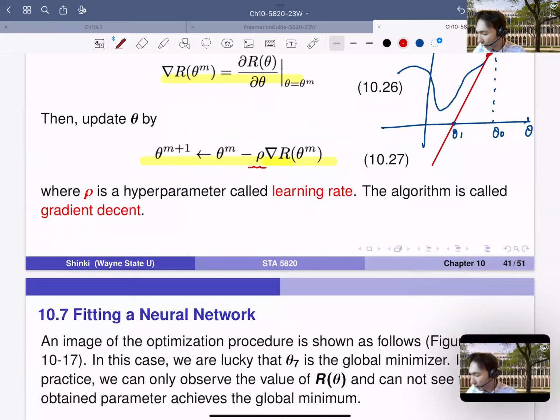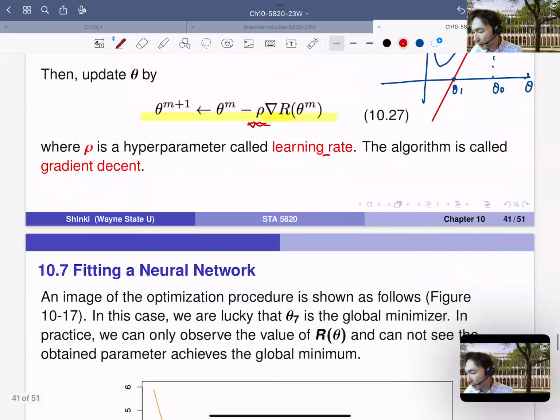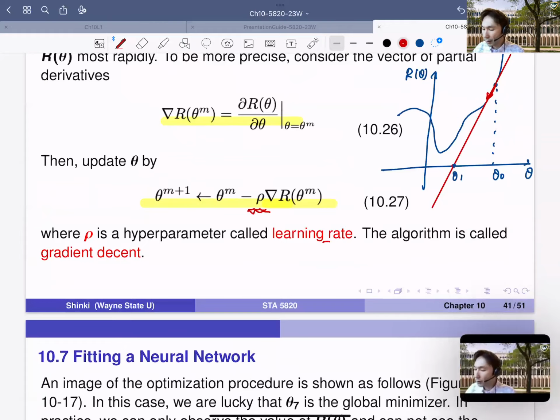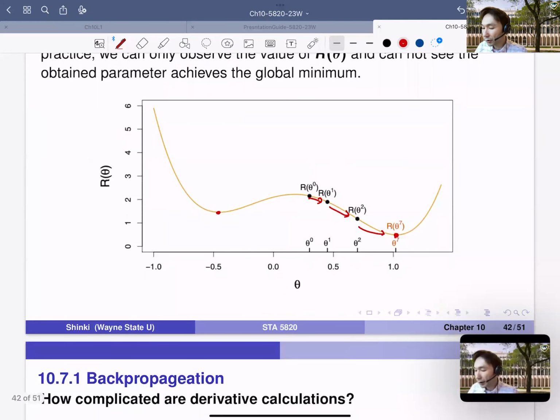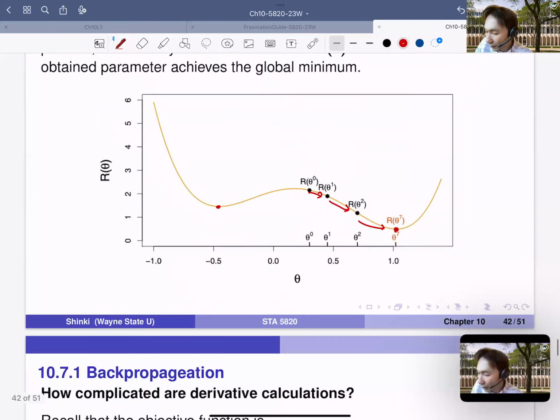Actually, rho has a different meaning in our implementation. Here we write the parameter rho. In R, learning underbar rate is the parameter's name. And this method is called gradient descent. So we gradually approach the optimal point. So in this case, if we update theta 7 times, it reaches the global minimum. Sometimes it reaches some local minimum so that it does not converge to the global minimum. And we cannot really see this graph in a neural network. We only see the value of R of theta.